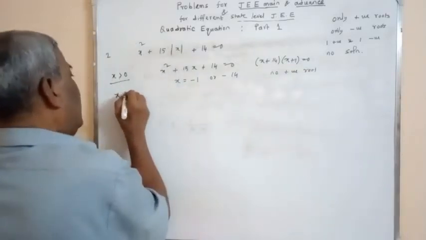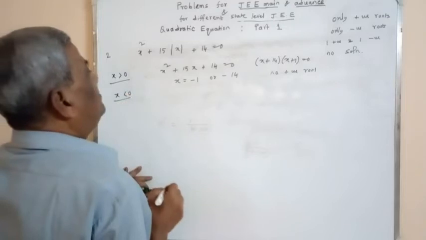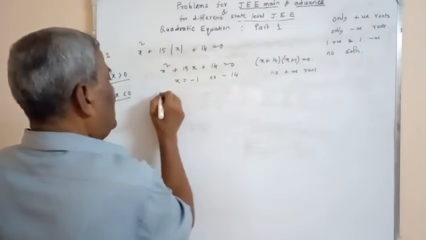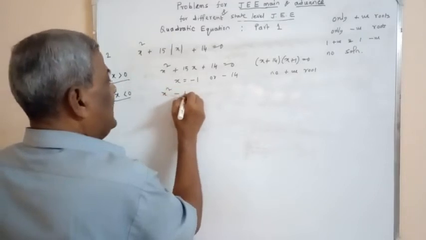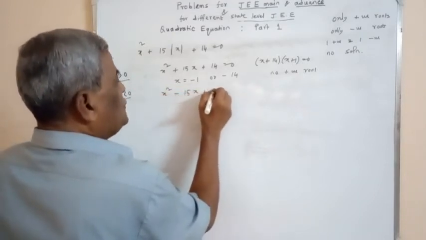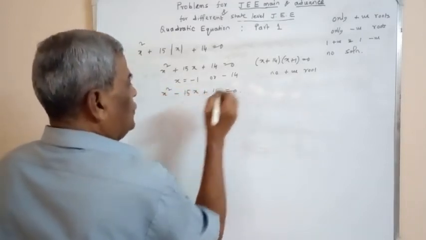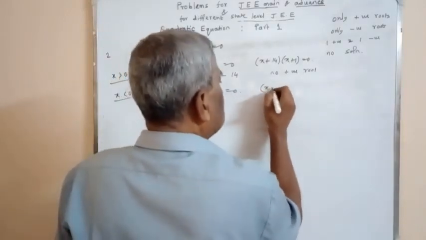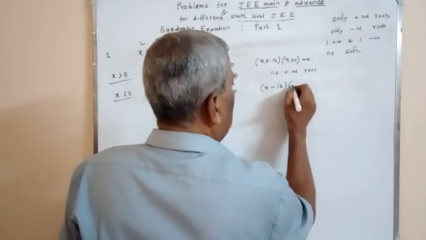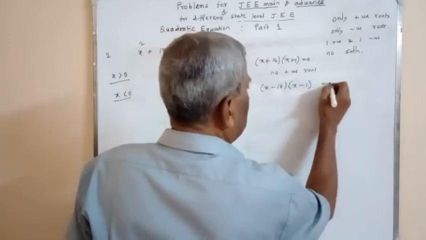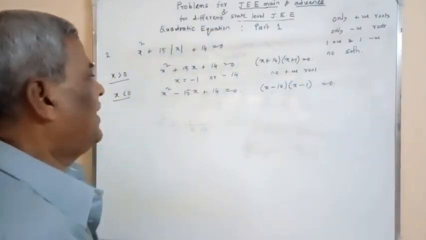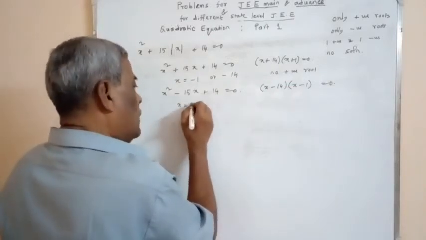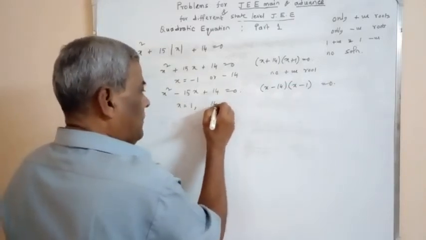Next, let us take x is negative. In that case, mod x is minus x. So x square minus 15x plus 14 is equal to 0. Factorizing, it is equal to x minus 14 into x minus 1 is equal to 0. So it has two roots: x is equal to 1 and 14.